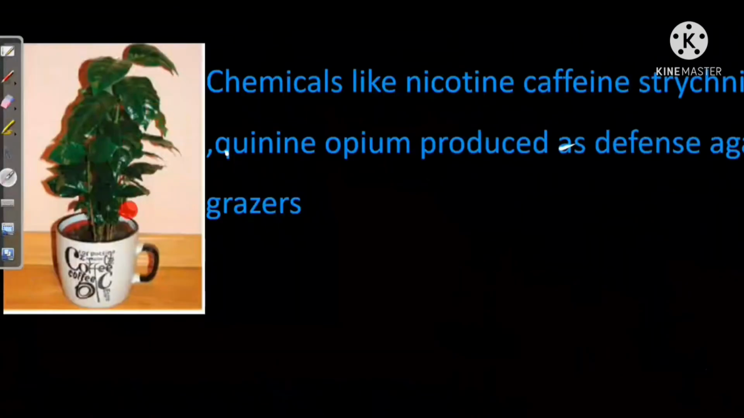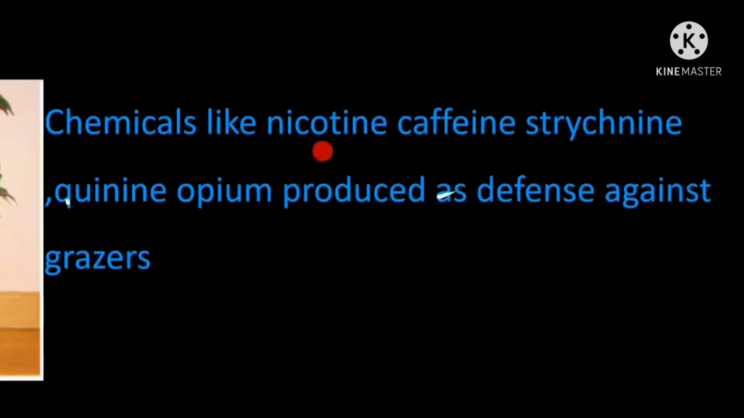Some of the plants produce certain chemicals in order to keep away grazers and browsers, like the plants which produce nicotine, caffeine, strychnine, quinine, opium. They are all produced as defense against the grazers.